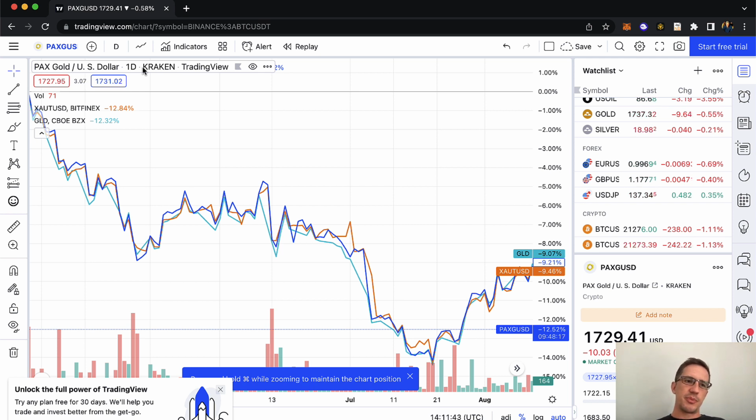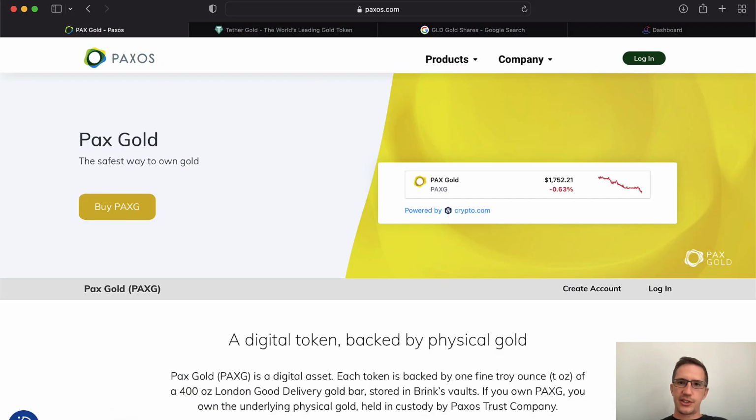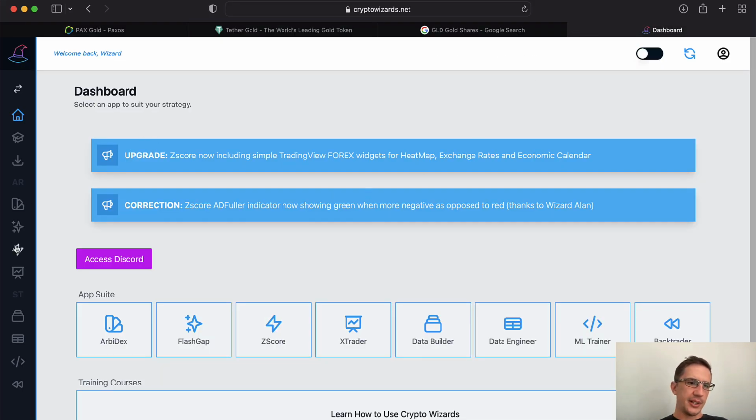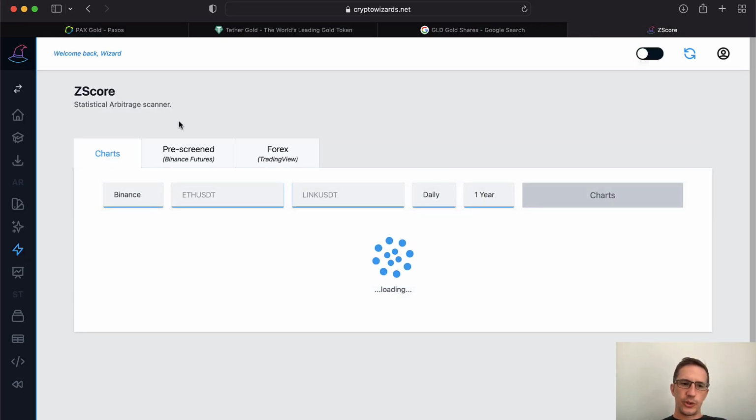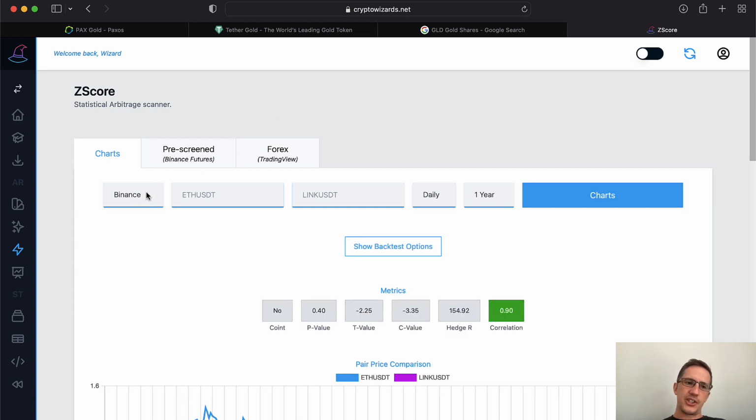So what I'm going to do is just pull Paxos Gold and Tether Gold and have a look at how that would have looked. So actually, let's go over here. I've got Crypto Wizards open. I'm going to use the ZScore tool for this, and because these are on different exchanges, I'm going to select FMP.